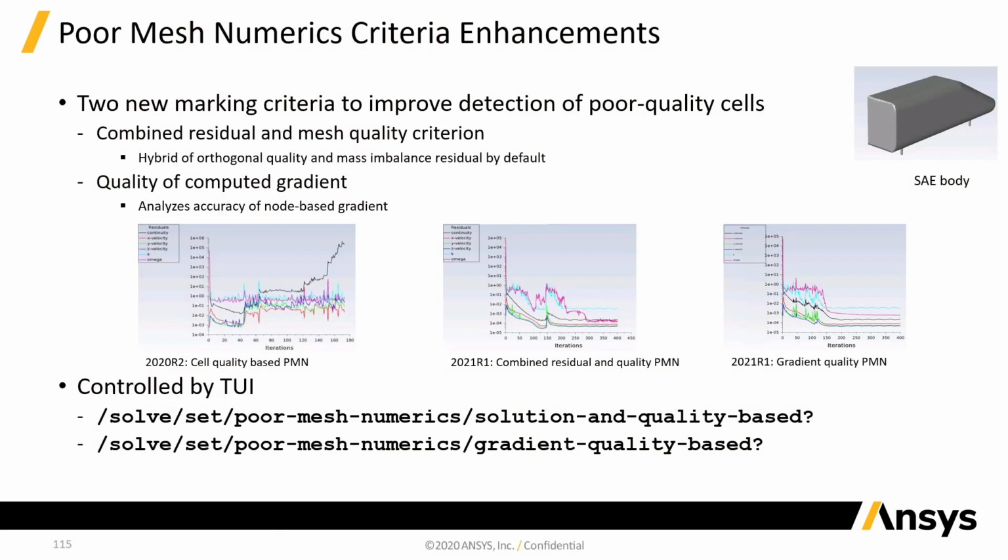We know that a few bad cells can be really bad in a simulation, and can even cause divergence. Fluent has had some poor mesh numerics testing criteria, which allows you to do clever things with those cells. Now you can not only detect based on poor mesh quality, but also on bad gradient calculation, and include those cells in those that are marked for treatment as poor mesh.